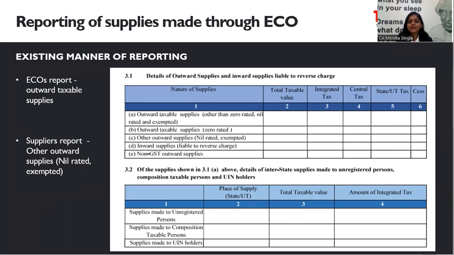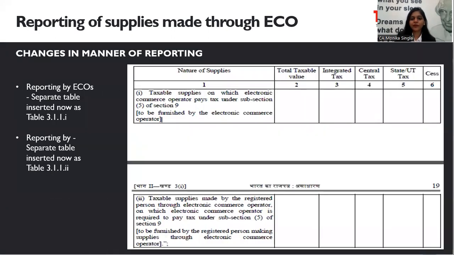Now the government has inserted a separate table after table 3.1. This new table 3.1.1 has been added. This provides a specific reporting requirement for when the supplies are effected through e-commerce operators and the tax is to be paid under section 9(5).